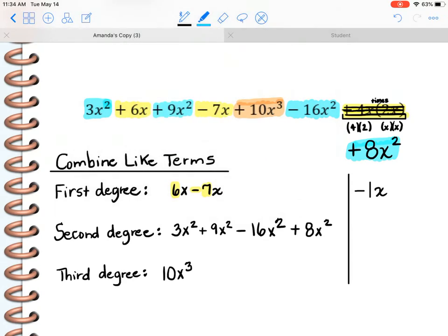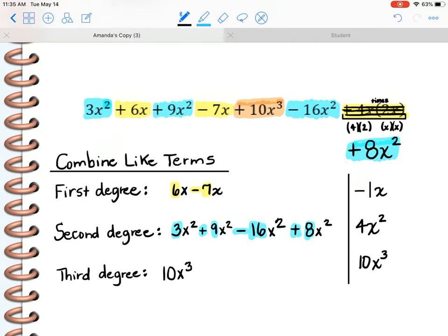Okay, on this next row, we need to do 3 plus 9 minus 16 plus 8. Just type that in. All clear. 3 plus 9, subtract 16, add 8 equals, and you get 4. And remember, those are x squareds. And then this one, there's nothing to add or subtract. You just bring your term over. That's the total you have there.